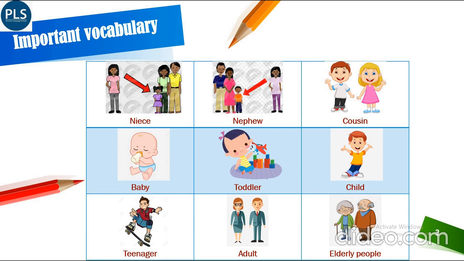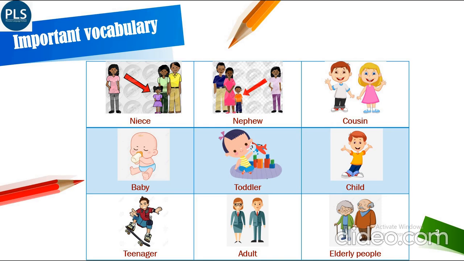A toddler is older than a baby, but he's still a little tiny child, like from 1 year to 3 years old. Next word, child. A child is like you guys, from like 4 years old till 10 or 11 years old. Then we have a teenager. A teenager is a person from 13 to 20 years old.